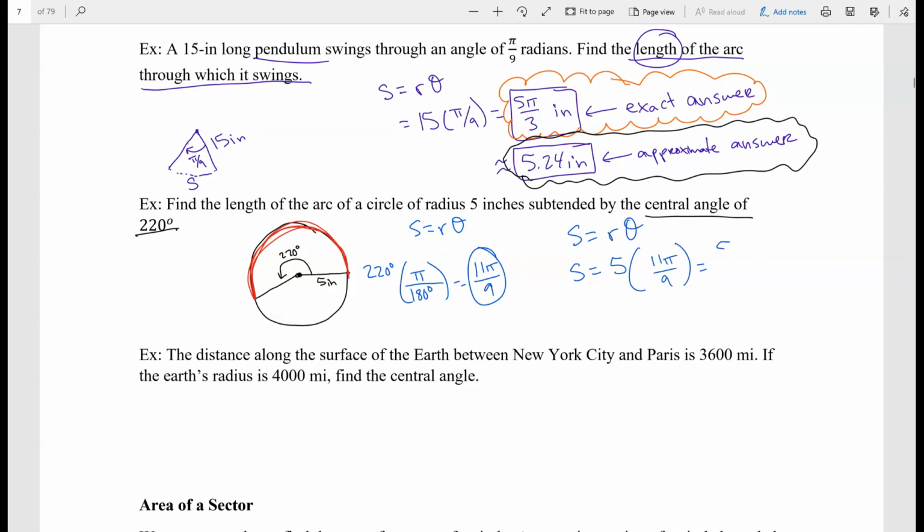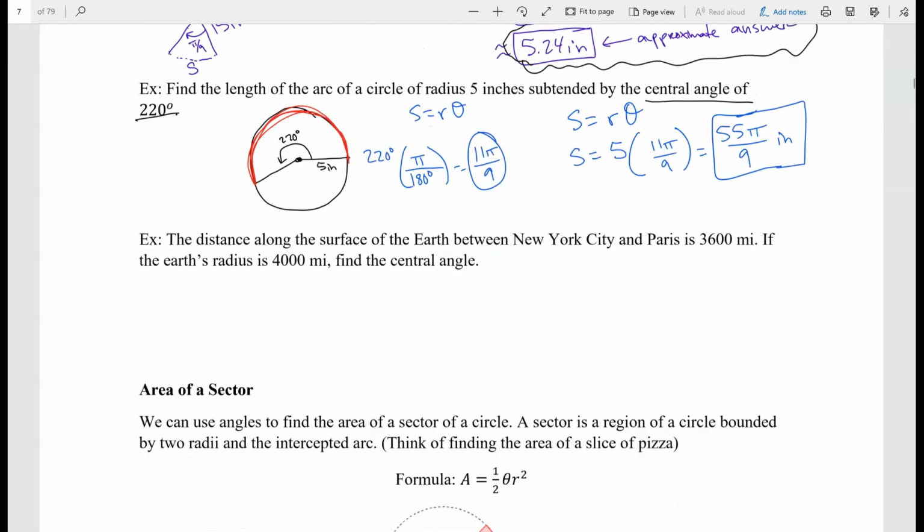Okay, so this is going to give me 55 pi over 9. In this case, this is in inches. So that's the length of that particular arc. Okay, and now let's go to the next one.